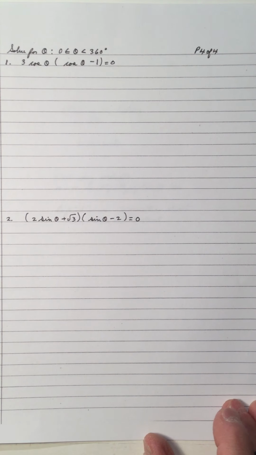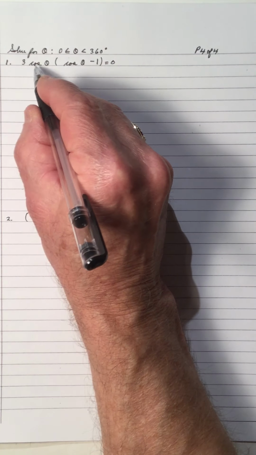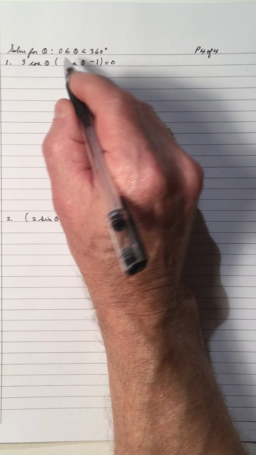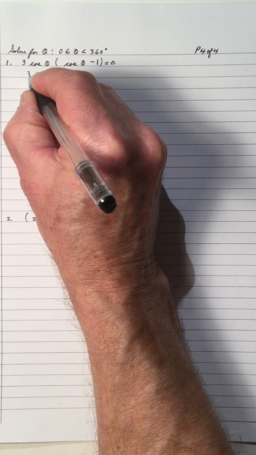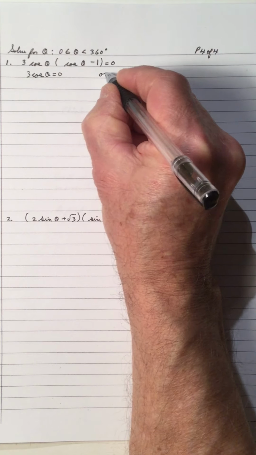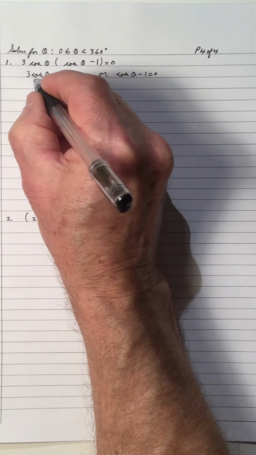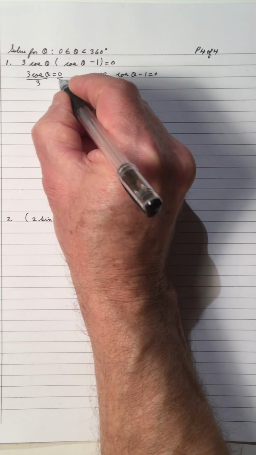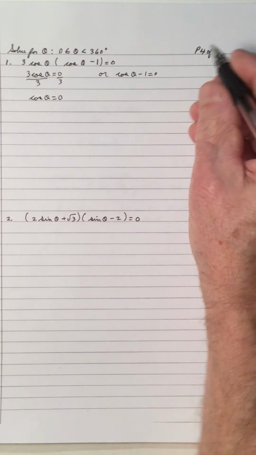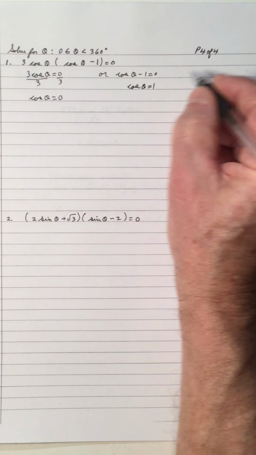Let's continue. Now we have a couple for practice. Again, they're quadratics, because notice you have cos times cos will give you a cos squared. So this is a quadratic, so we let each factor equal to 0 and we solve. Divide by 3. So cos theta equals 0. And right here, cos theta is equal to 1.